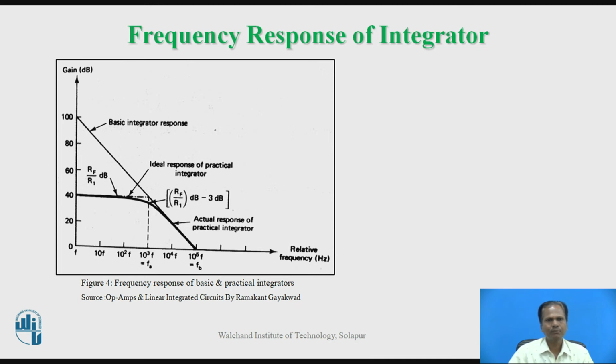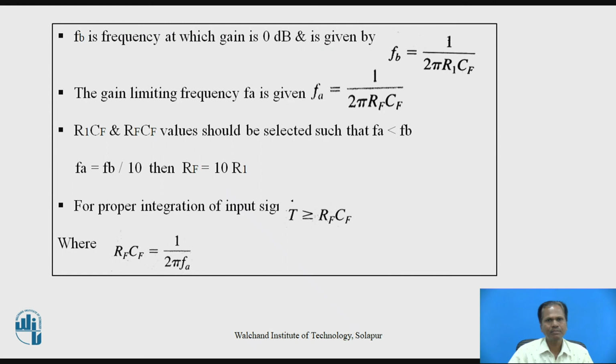From frequency f to Fa, the gain remains approximately constant and is given by Rf upon R1. After frequency Fa, the gain decreases at a constant rate of 20 dB per decade up to frequency Fb. Frequency Fb is the frequency at which the gain is 0 dB, that is, the closed loop gain of the op-amp integrator AF equals 1. In between frequency Fa and Fb, the op-amp integrator circuit acts as an integrator and integrates the input voltage signal.